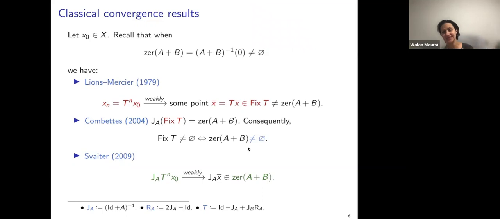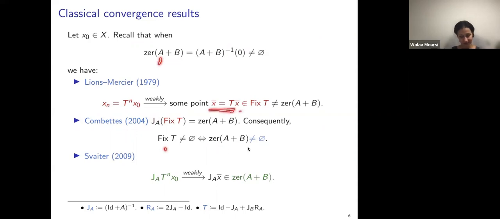And because T is an operator that has nice properties, which is called firm non-expansiveness, iterating this T would behave nicely and give us a convergent sequence as long as the fixed point set of T is non-empty. And this assumption that the fixed point set of T is non-empty, thanks to a result by Combettes, is equivalent to A plus B has a 0. So if A plus B has a 0, the fixed point set of T is non-empty.